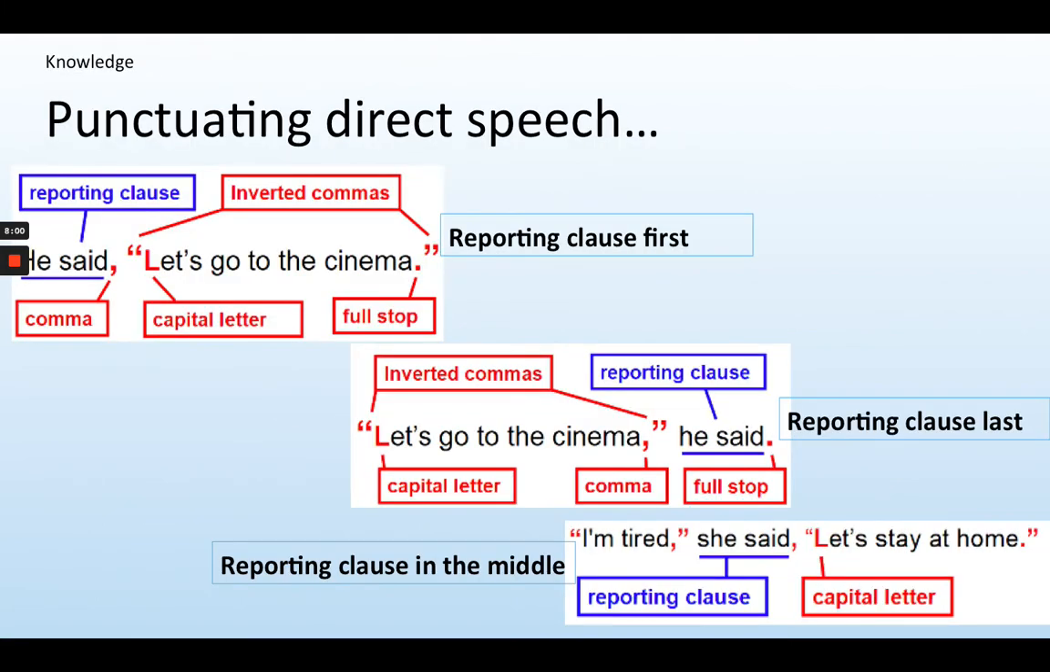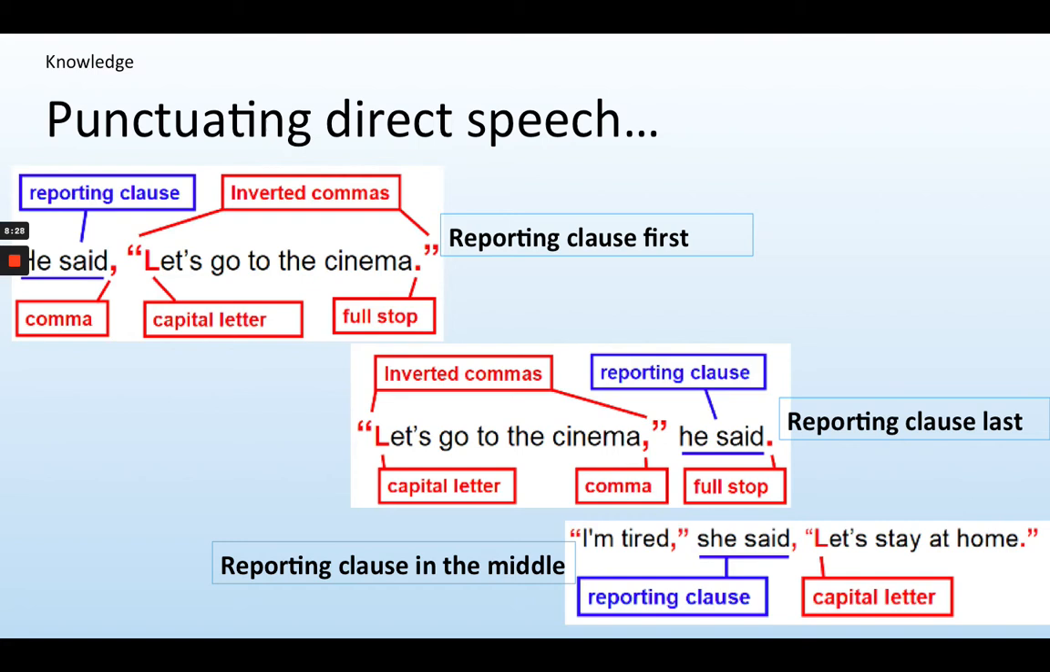Use this slide throughout your writing today if you need just a little bit of help with punctuating your direct speech. Remember, if the reporting clause comes first, I have a comma after the reporting clause, my speech marks to show the beginning of the direct speech, a capital letter to show the beginning of the direct speech, and speech marks at the end.